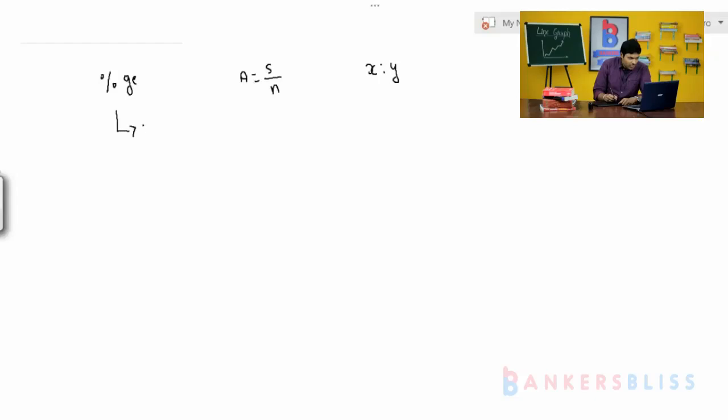They are going to ask you questions based on percentage, based on average, A is equal to S by N, and based on ratio, X is to Y. You already know what types of percentages they are going to ask. One is normal percentage, next are percentage increase and percentage decrease. So these three varieties, again average, sum by N, and ratio, X is to Y.